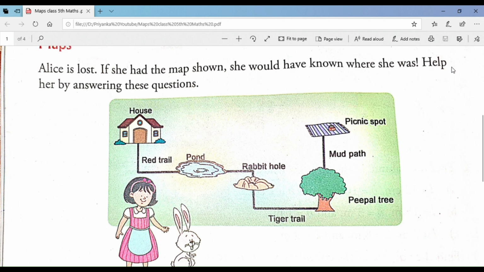So we have to read those questions, and by looking at the maps we will answer them. Okay, so see, the first map is related to a girl who is Alice. She is lost. If she had the map shown here, she would have known where she was.